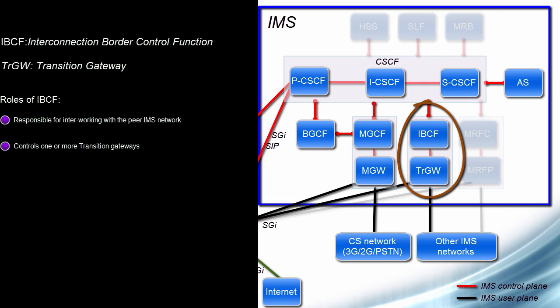The transition gateway is an IP to IP gateway and serves as a border element in the data plane in an IMS network. Also, transition gateway provides the necessary function for codec transcoding, but transcoding shall only be performed in case a common codec cannot be negotiated between two UEs.